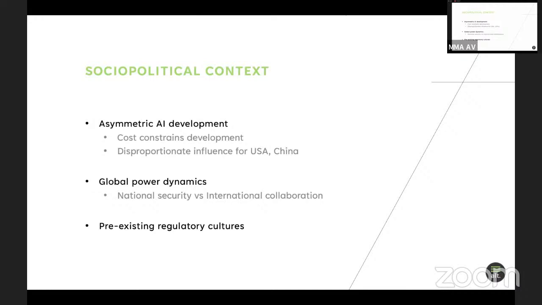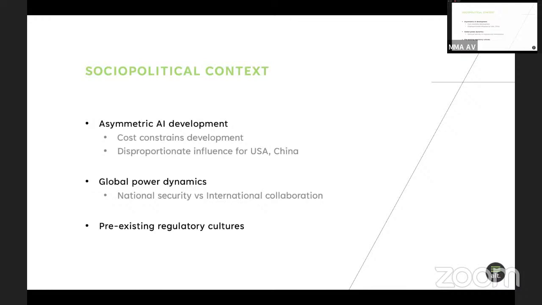The other thing is global power dynamics, and that's the fact that AI is a really strategically useful technology, right? If you're an authoritarian state, you can use it for surveillance, you can use it to track people, you can use it for military stuff. And that means that some people might not want to collaborate with the international frameworks that we might need to govern this effectively. So it affects stuff.